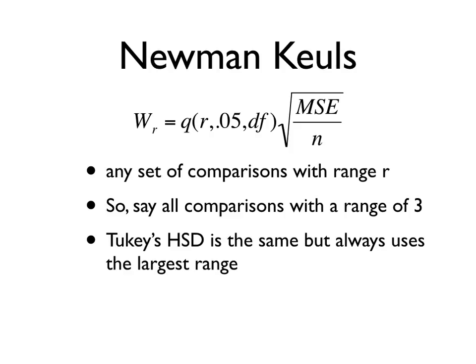There's also a test called Tukey's test, Tukey's HSD. HSD stands for, and I kid you not, honestly significantly different. It just always uses the largest range. So what it does is says, I don't care if you're comparing 2, but if you have 27 groups, you put 27 in. It's a little more conservative.